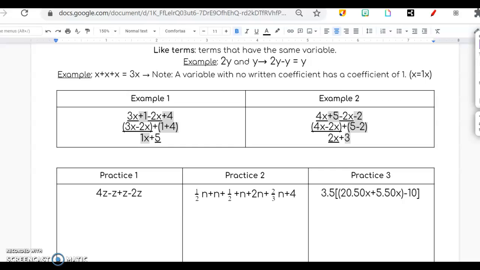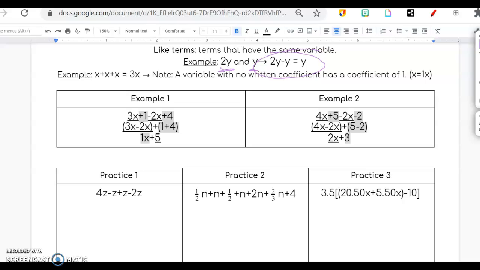Okay, so as we've said, like terms are terms that have the same variable. So we have 2y and y. Those can be combined because 2y minus y gives us 1y. They're both y's. Okay?